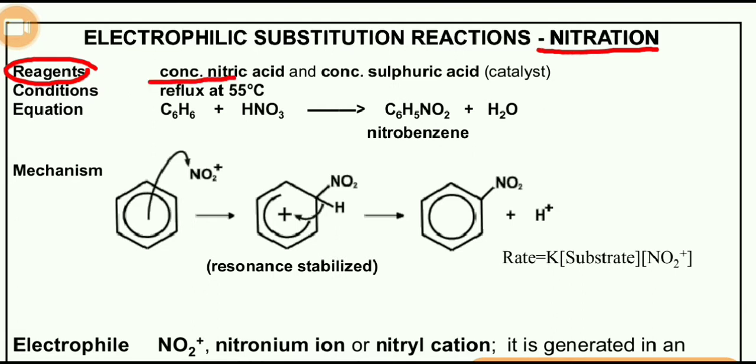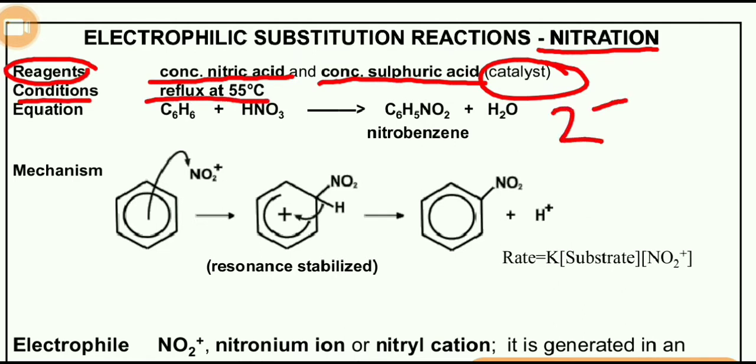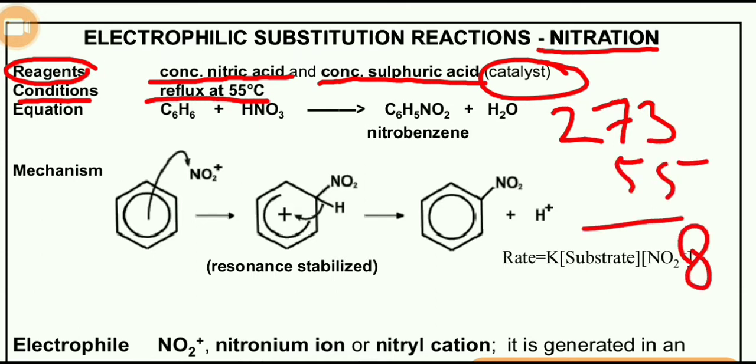Here nitric acid and concentrated sulfuric acid in a catalytic amount are used. So we can say just 3 or 4 drops are required for the reaction, and the condition is reflux at 55 degrees centigrade. If you calculate it in Kelvin, the temperature becomes 328 Kelvin.